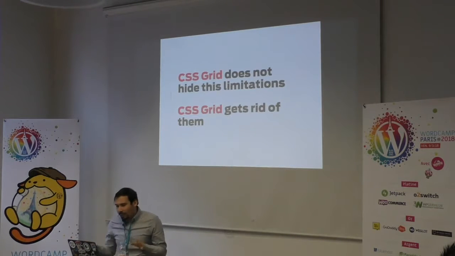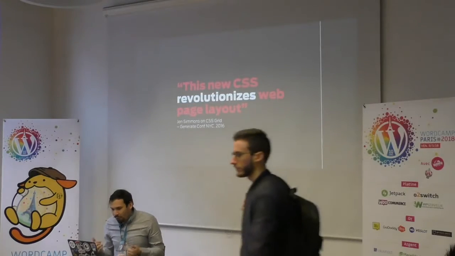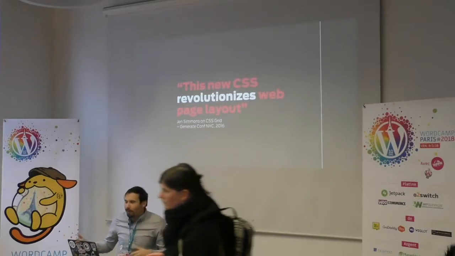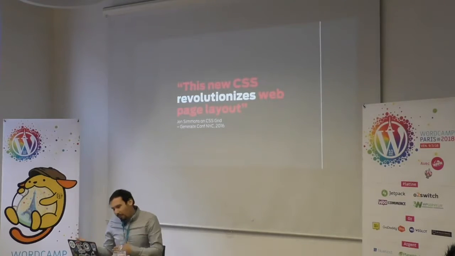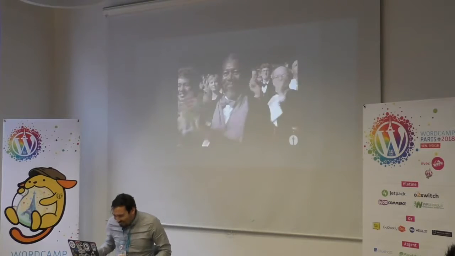So this is where CSS Grid comes around, right? It does not hide the limitations, it gets rid of them. And that's a beautiful thing. Jen Simmons and Rachel Andrew are the reason I'm here, the reason I love Grid. She says, this new CSS revolutionizes web page layout. And we've heard it before, right? It revolutionizes, revolutionizing tables and this. But this time it really does.